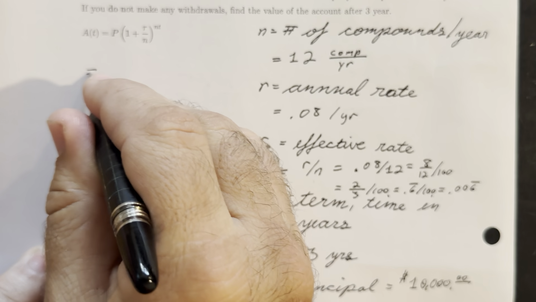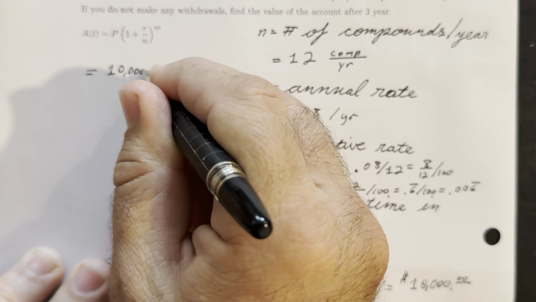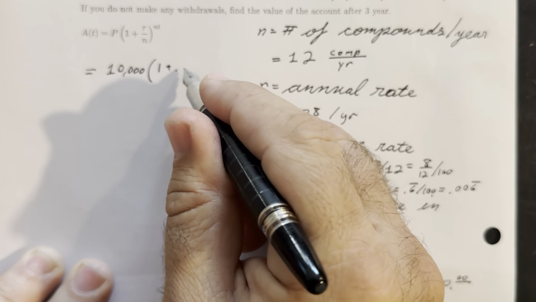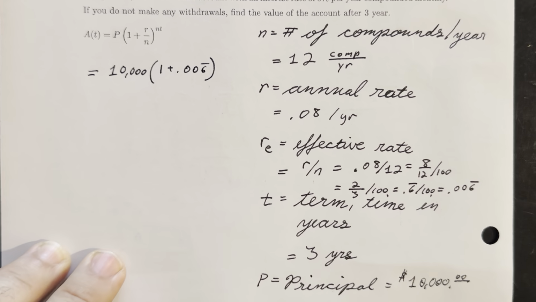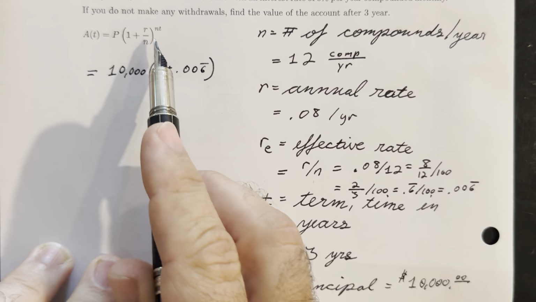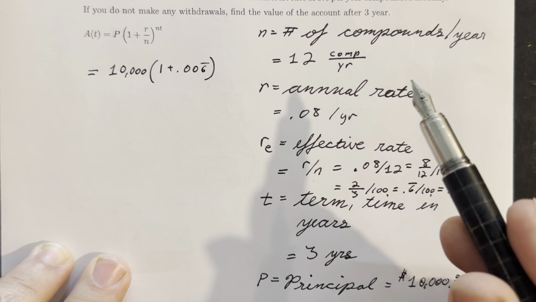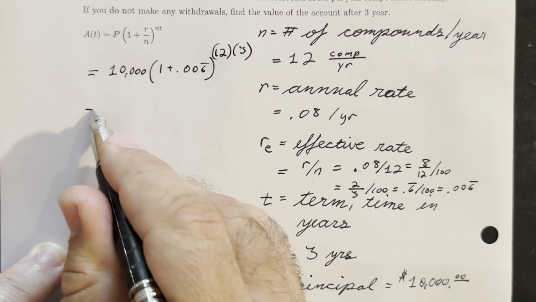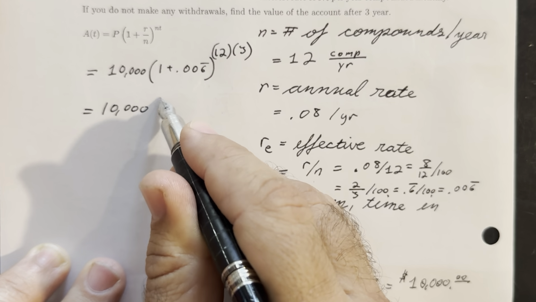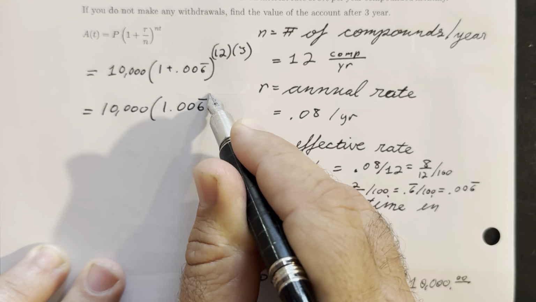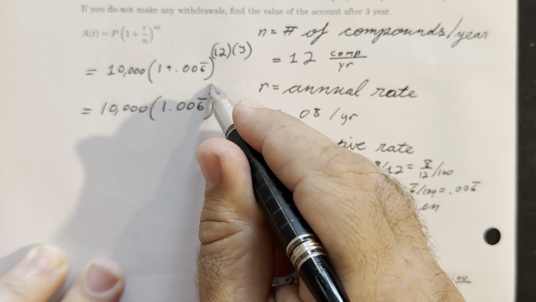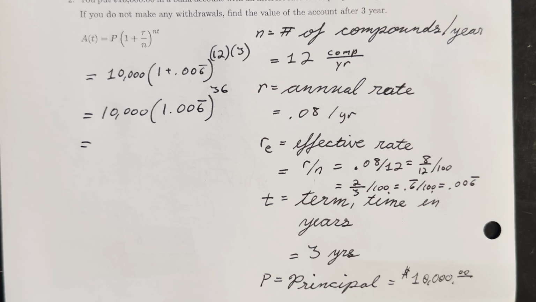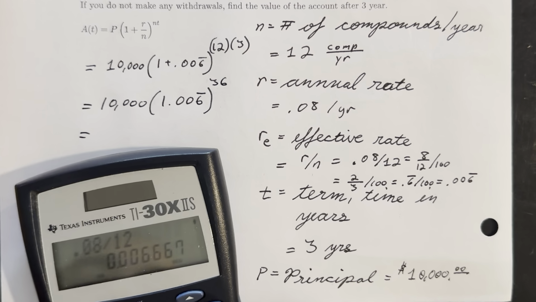All right, so putting all this together, we got 10,000 times 1 plus 0.006 repeated, raised to the nt. nt is the total number of compounds, right? Compounds per year times the total number of years. And so we got 12 compounds per year multiplied by 3 years. Simplifying this, 12 times 3, that is 36. Now, unfortunately, that's about as far as you can go without a calculator or a slide rule if you're old-fashioned like that. Otherwise, we break out the trusty calculator.